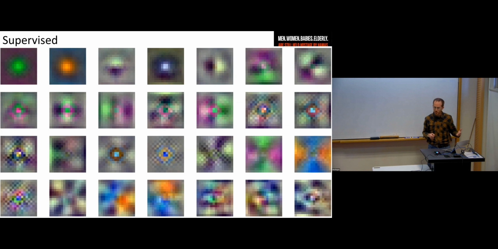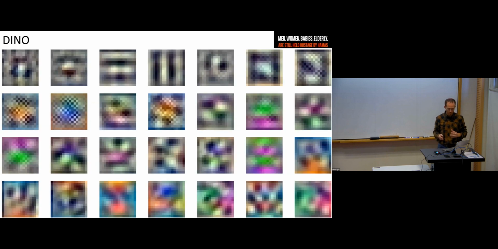So these are some of the features for the supervised model, and we see it learns this kind of center surround reaction, these boundaries, horizontal and vertical, and so on. And for DINO, we see relatively the same behavior. We have these oriented edges, we have these corners, some colors for the features, which is quite reassuring.